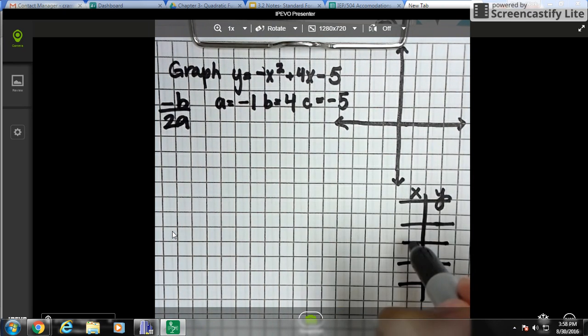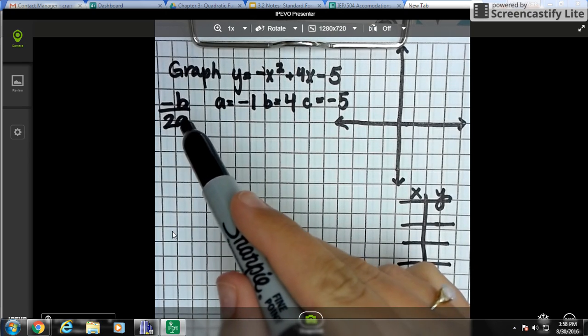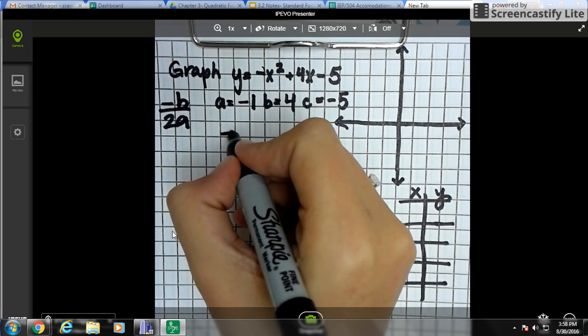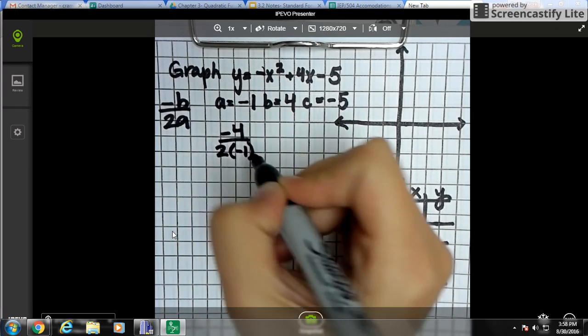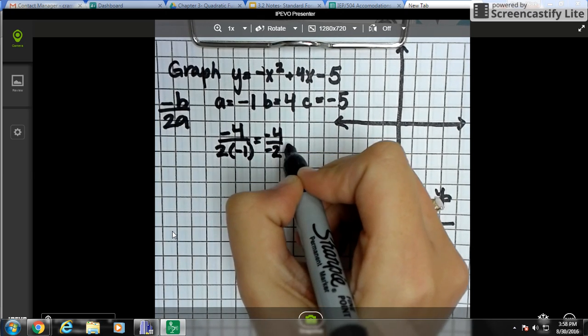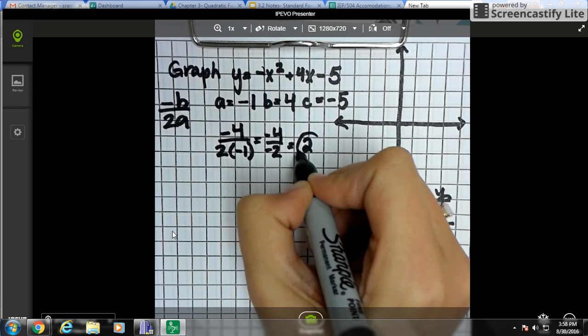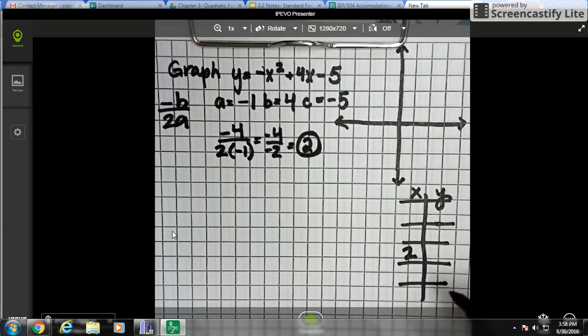So in order to find this x coordinate of the vertex, we need to use the formula negative B over 2A, which in this case would be negative 4 over 2 times negative 1, which would be negative 4 over negative 2, or positive 2. So the x value of our vertex here, our middle point, is 2.